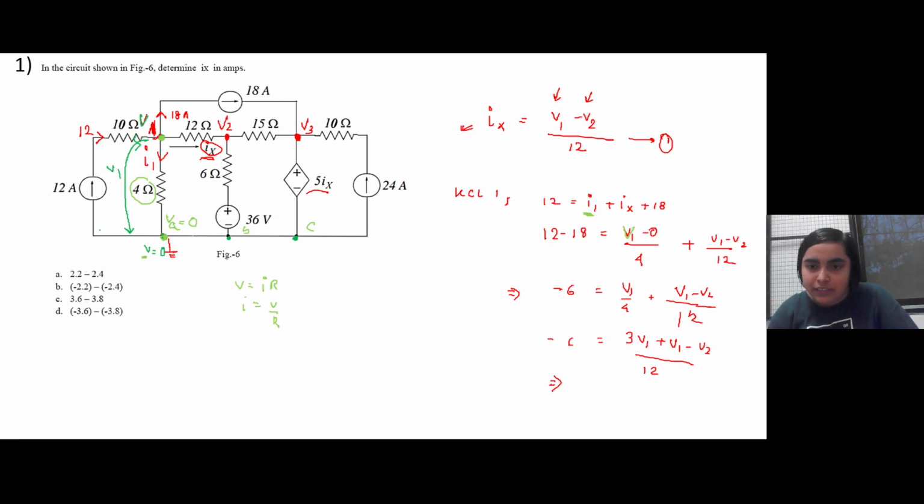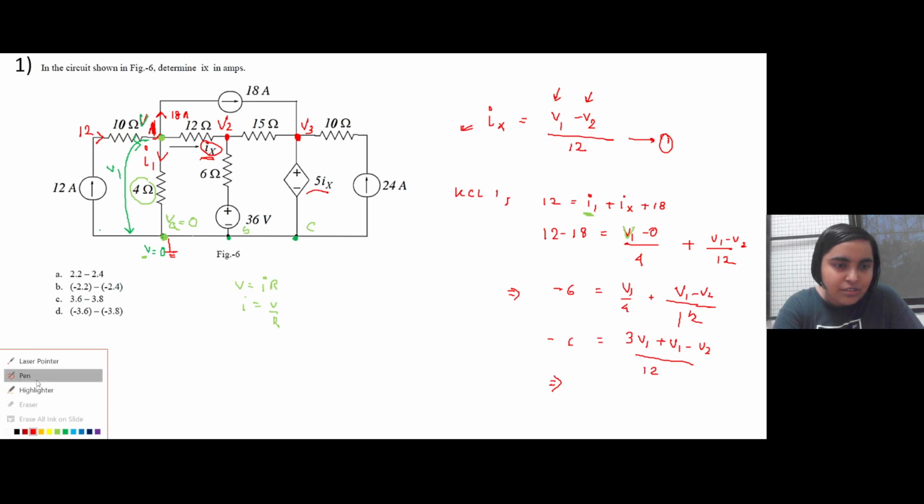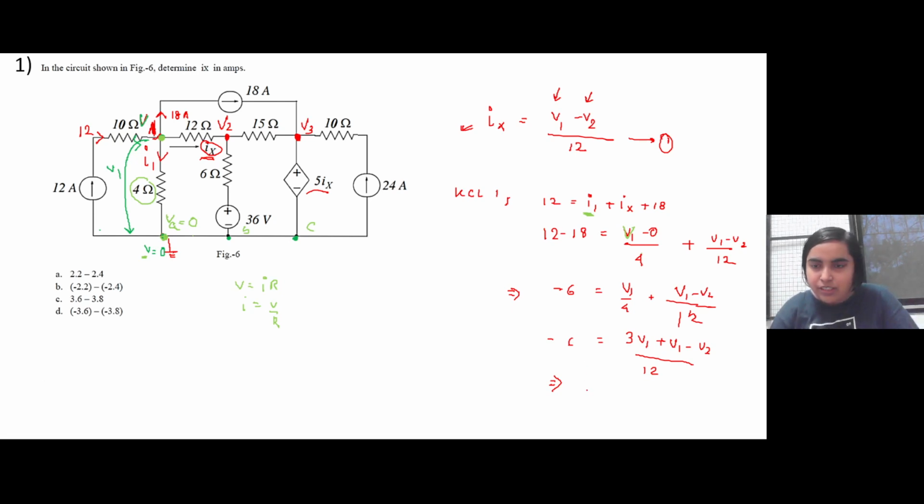The equation comes out to be, can anyone say? It is just simplification, nothing else. So it is 3V1 plus V1, it is 4V1 minus V2 equal to minus 6 times 12, which is minus 72, right? So this is the second equation we have from node 1. Is it okay with everyone? Now let's apply.